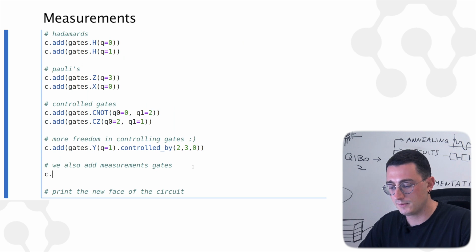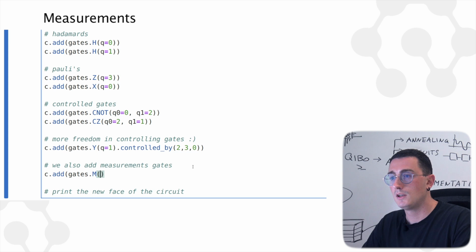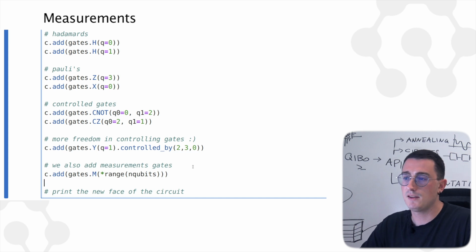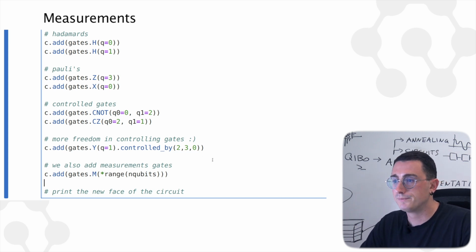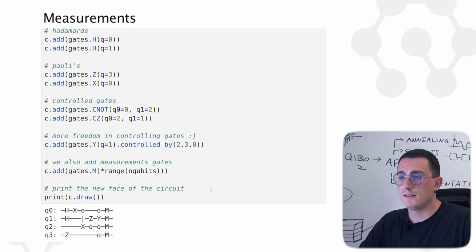So c.add gates.m, and then you can refer to all the qubits in this way. So we can say star range n qubits. This will add a number of gates equal to the number of qubits. And finally, we can print the final shape of the circuit. And as you can see, we have the same circuit of before, but now, in the very end, we also have the measurement gates.